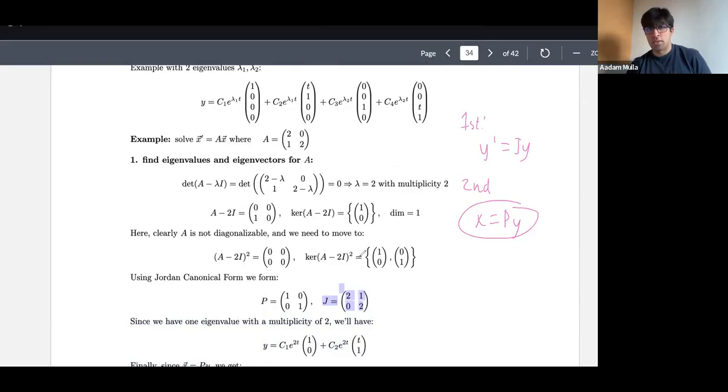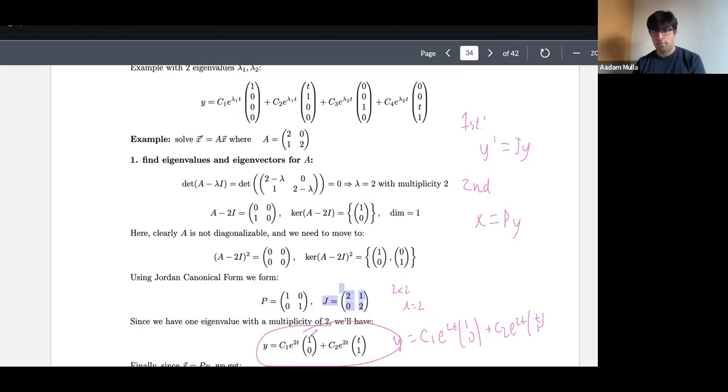This is the more hard step. So as you can see, what does our Jordan block look like here? It's a 2 by 2 Jordan block with eigenvalue equals 2, right? So y is going to be c1 e to the 2t, and it's 2 by 2, so it's going to be two-dimensional. We're going to start with 1, 0, right? And then c2 e to the 2t, shift it down. 1 goes down and t goes here. Okay, and that's our solution for y.